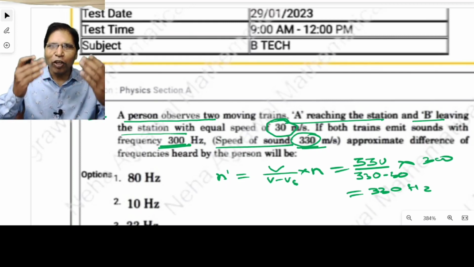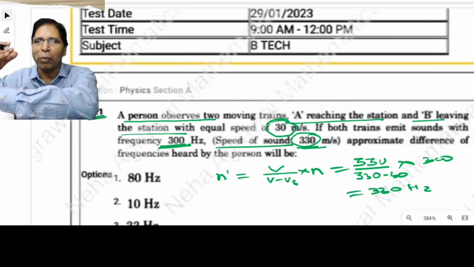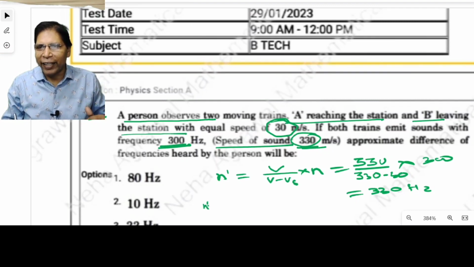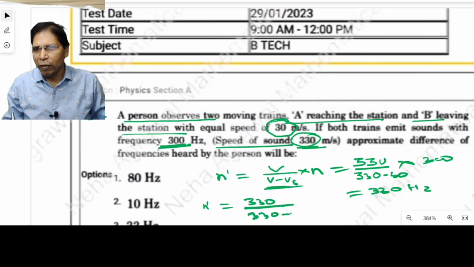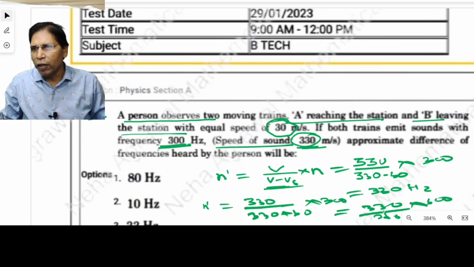Now in the case of the other train, which moves away from the observer, the frequency becomes n dash equal to v divided by v plus vs. So this is 330 plus 30 into 300. So this is 330 by 360 into 300. Now 330 by 360 is 11 by 12. Now 12 into 300 gives 25, and 11 into 25 is 275.